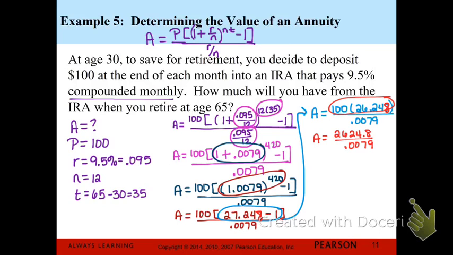And then, yay, we get to divide it. And we get A is equal to 332,253.16. Yes. So I did it right. All right, so that's how much that annuity will be worth when they retire.